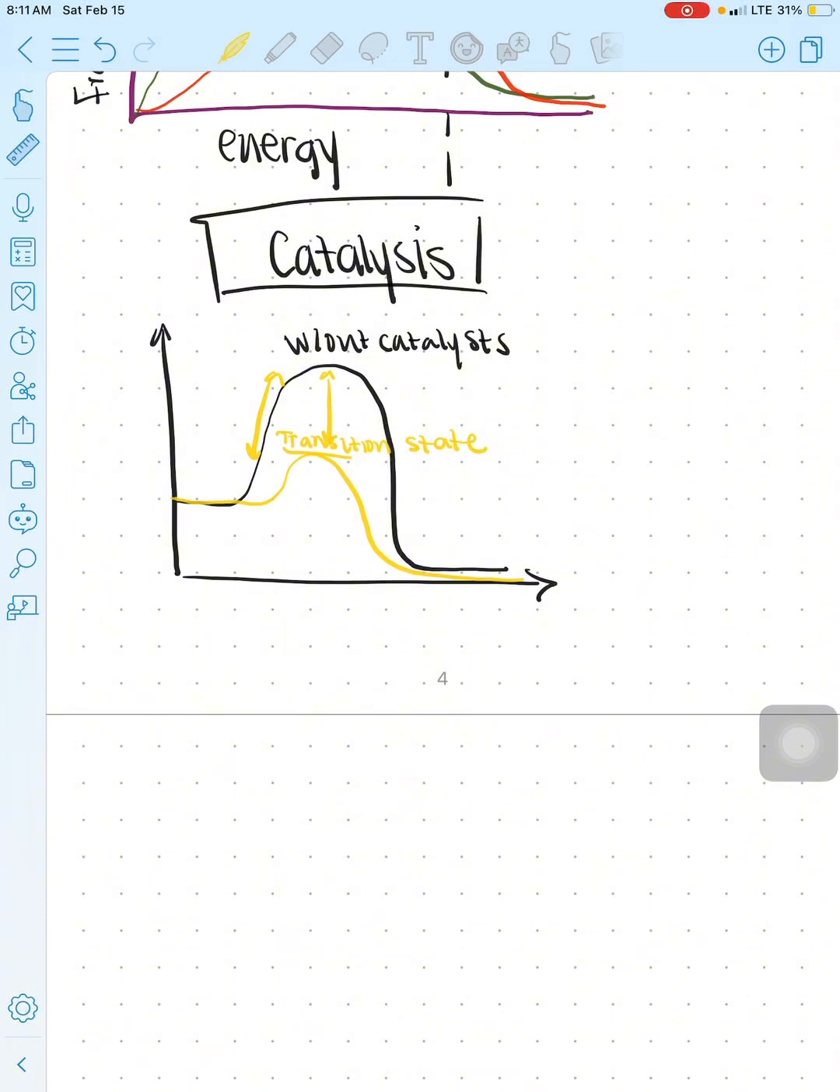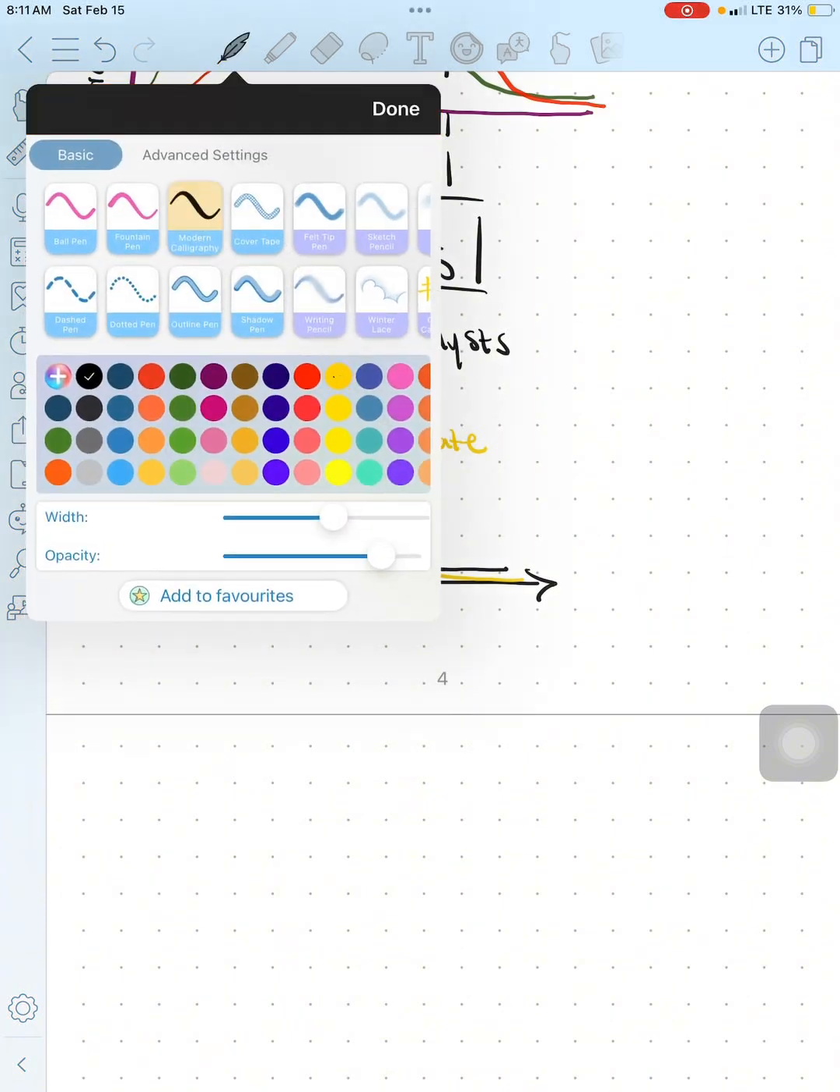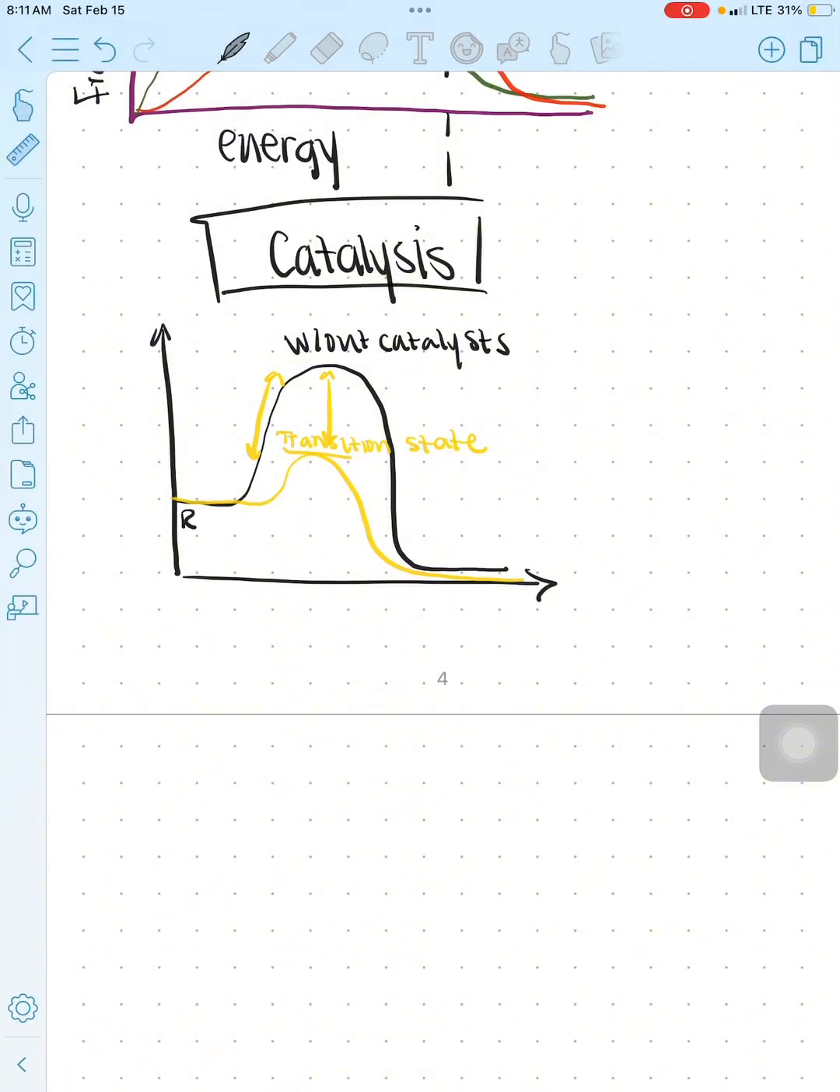The reactants stay over here, and the products are still down here. But as you can see, the reaction process still takes the same amount of time, but it definitely lowers the amount of energy needed to finish this reaction.